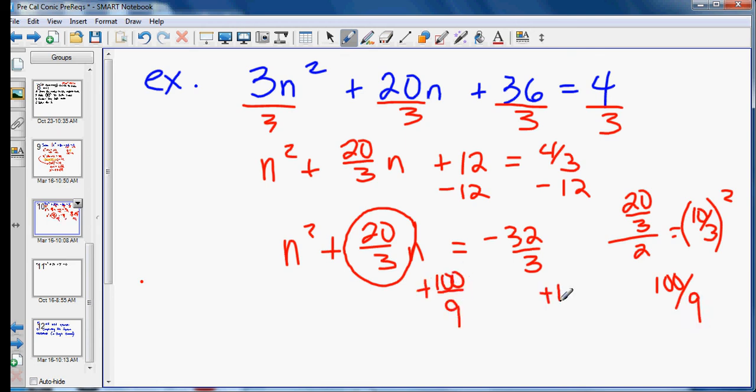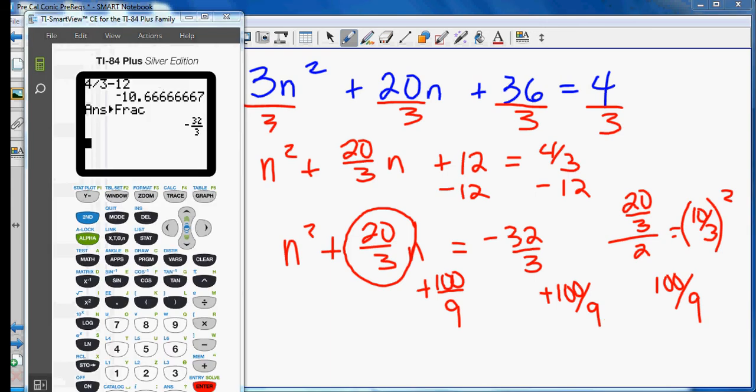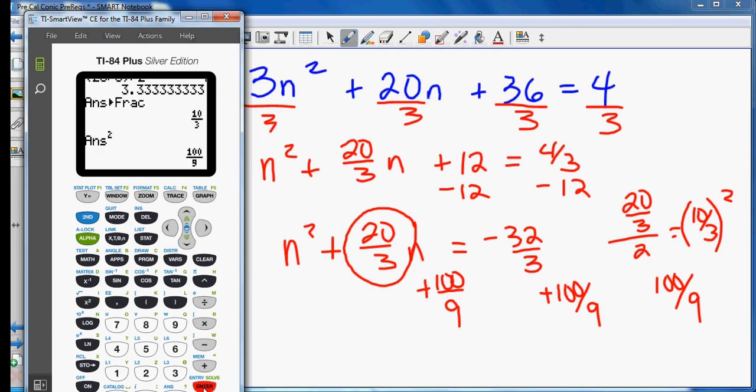Just to make sure you see how you can do one like that in your calculator, because that's obviously a little trickier than just the 8s we were dealing with before. We would have 20 over 3, and then divide that by 2. You can see that is 10/3, and then I square that. It gives me 100 over 9.